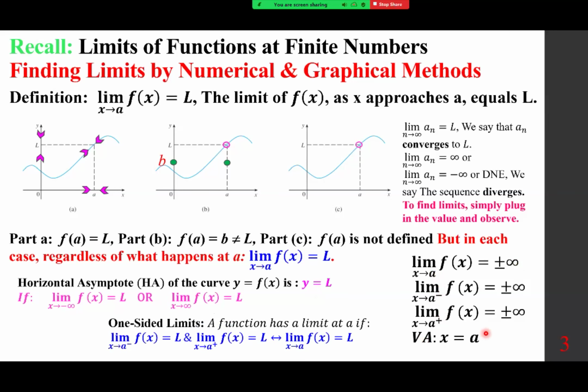And the one-sided limit says if the limit of f of x as x approaches a from the left and a from the right are identical, then the limit of f of x as x approaches a equals L. Otherwise, there is no limit.